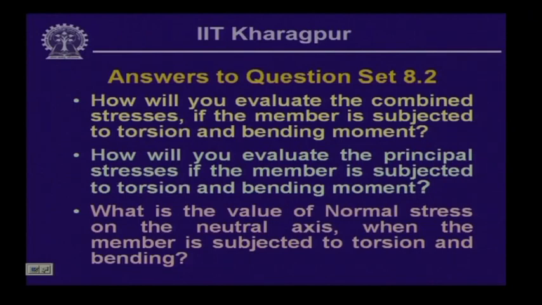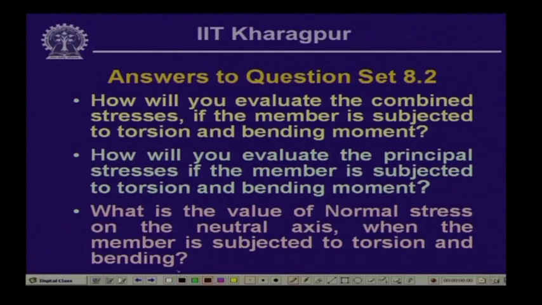Well, before we go into the aspects of the pressure vessels, let us look into the answers to the questions which I had posed last time. The first question was, how will you evaluate the combined stresses if the member is subjected to torsion and bending moment together. In earlier cases we had seen the member subjected to the axial force and the bending, and in the last lesson we discussed some aspects of the member subjected to twisting moment and the bending moment. Now, how are you going to evaluate the combined stress in a member subjected to the combined actions of the twisting moment and the bending moment?